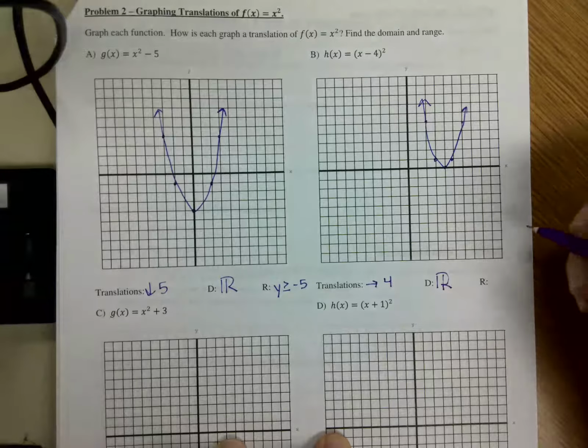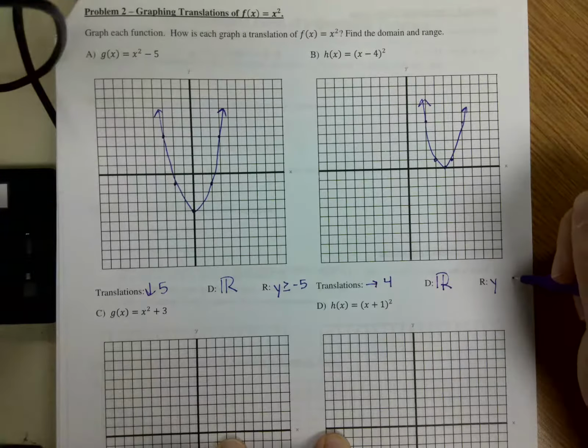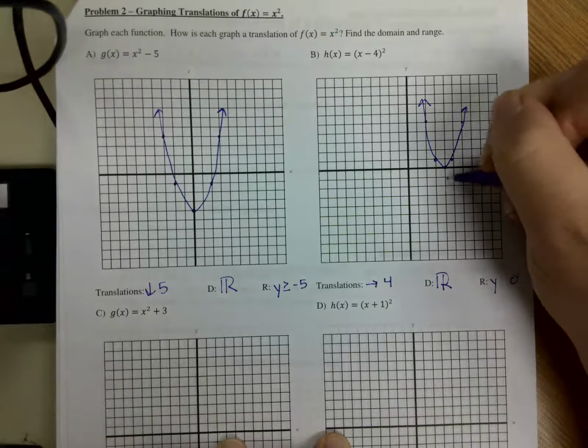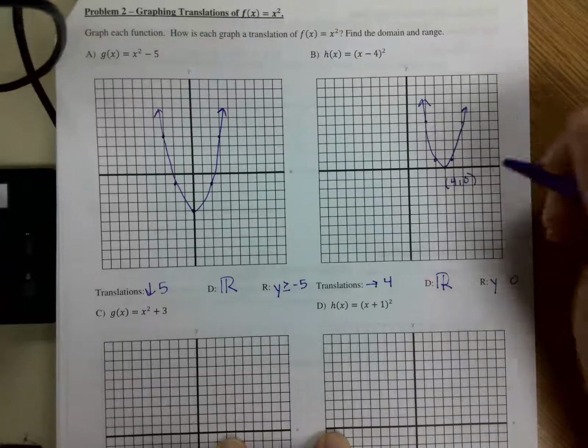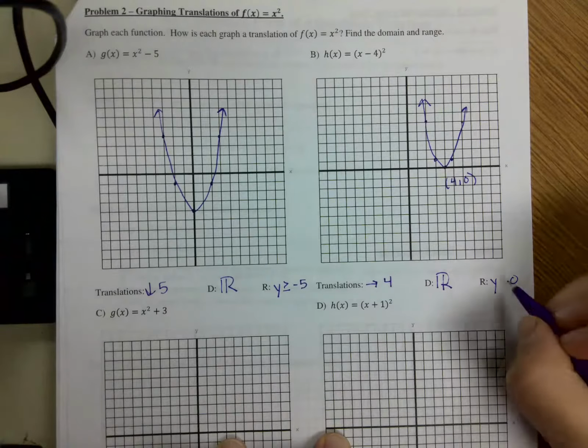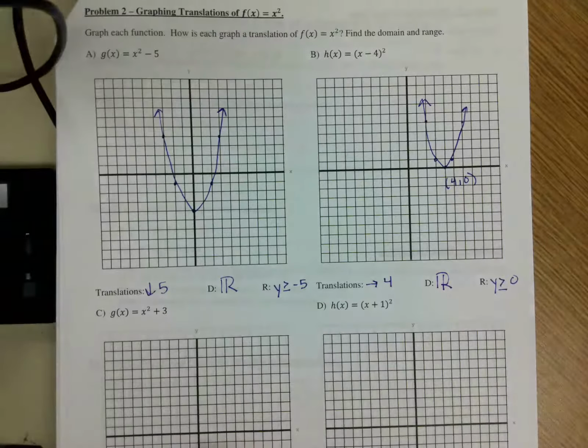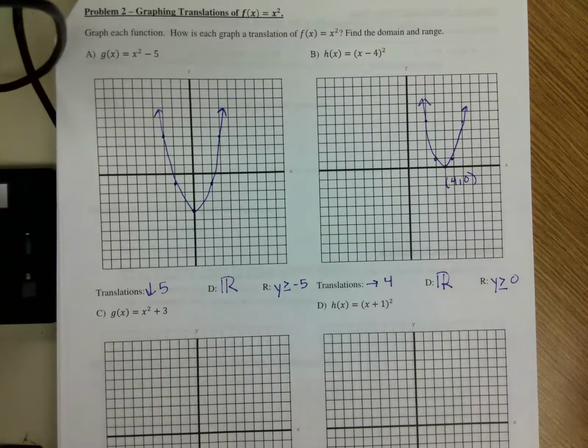And again, my y value here is 0, because if I were to label this point, sometimes it will help people if you label the point. My y value is 0. My graph is above it, so greater than or equal to. So any output will be 0 or larger.